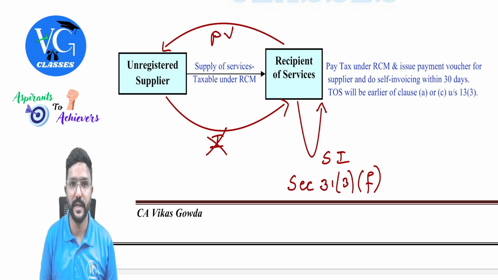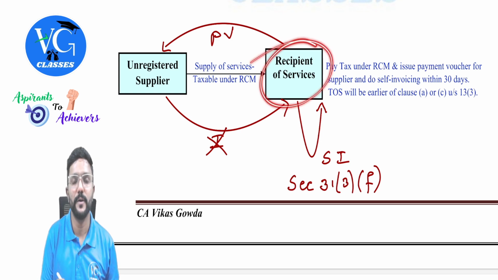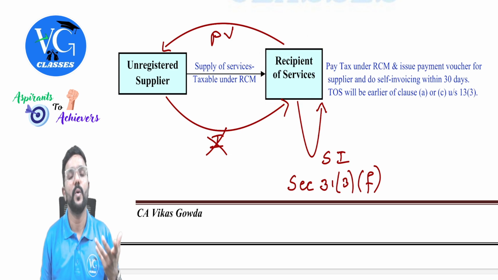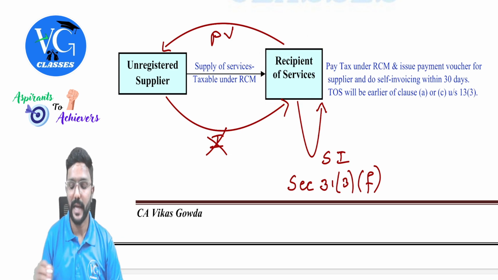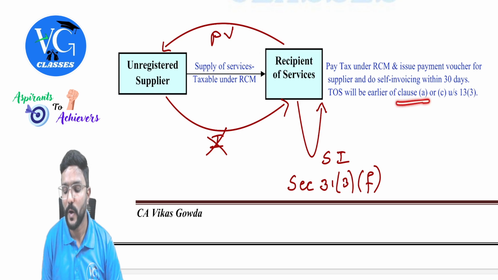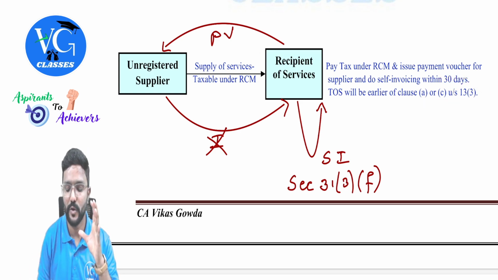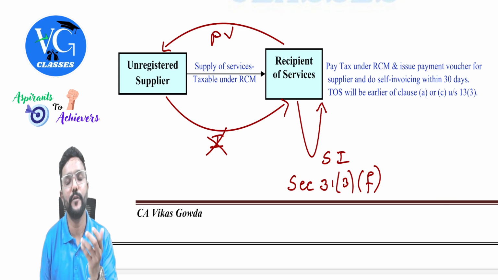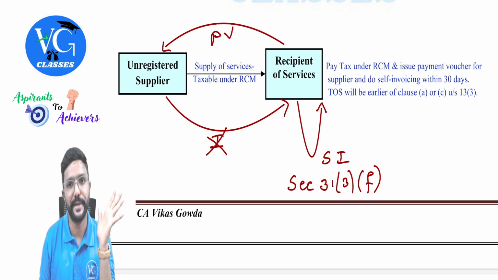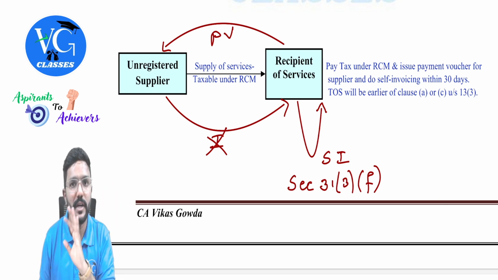Okay? Yes, sir. So in that case, for the recipient to pay GST under RCM, what is the time of supply? The time of supply will be the earlier of clause A or clause C, whichever is earlier, guys. Earlier of both the dates. Clause A is the date of payment, whereas clause C is the date of doing self-invoicing, the actual date.